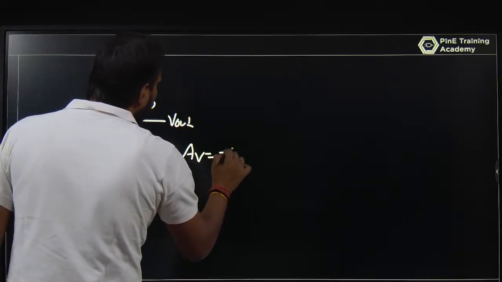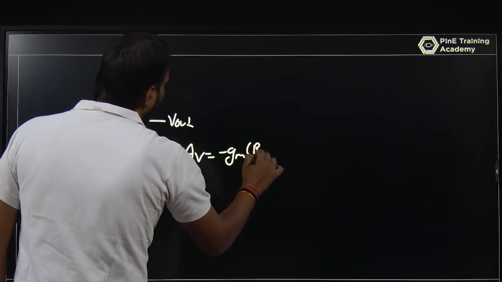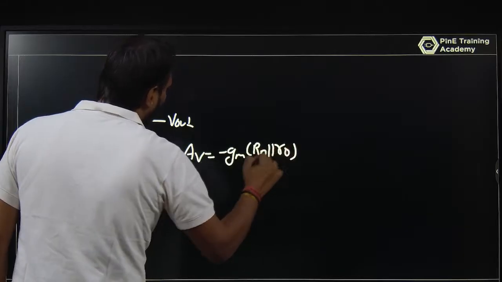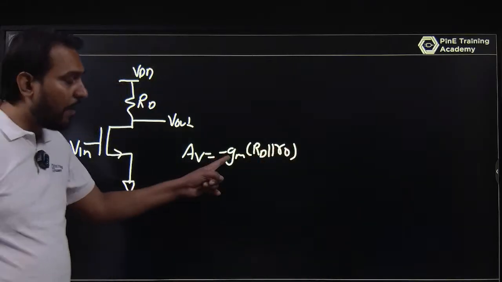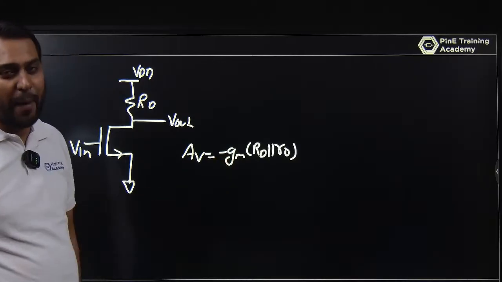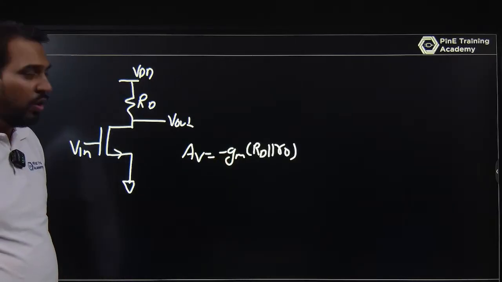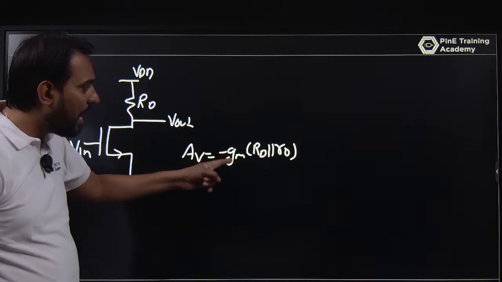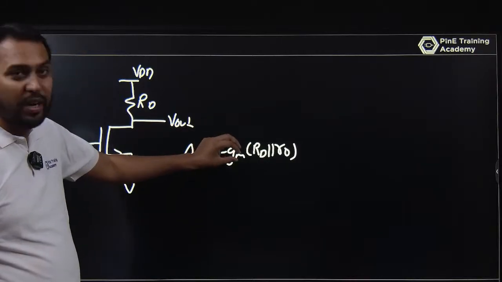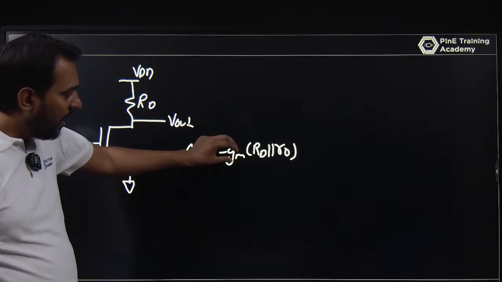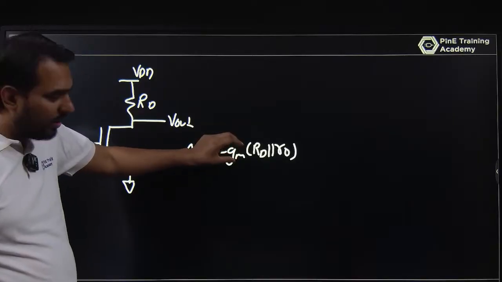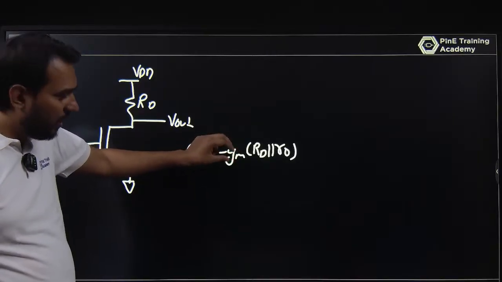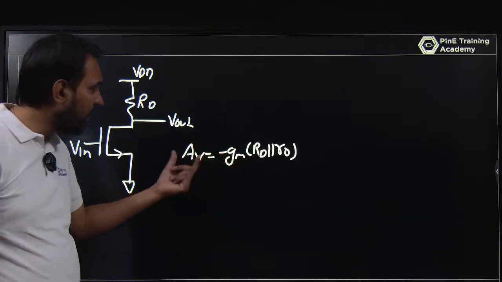That is minus gm RD parallel R naught, and gm is a parameter of mobility, oxide and capacitance. So the gain is minus gm RD parallel R naught. There is a difference: if the mobility is affected, if the temperature is affected, if anything is affected, the gain will be affected.